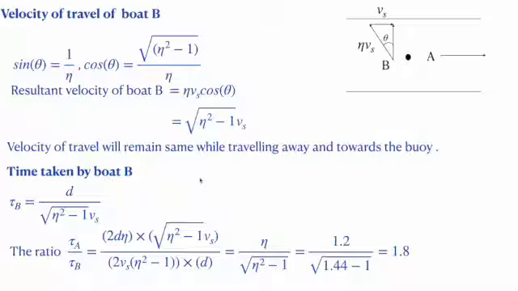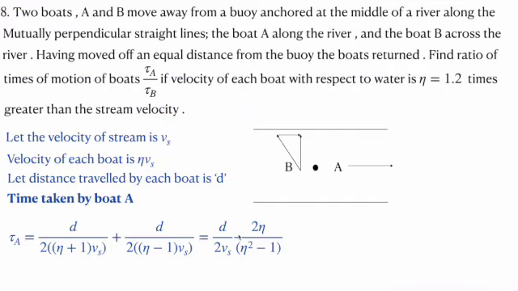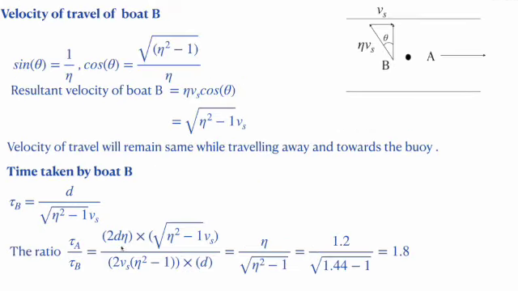The velocity of travel will remain the same while traveling away from and towards the buoy. Time taken by boat B, τB, will be equal to d upon square root of (η square minus 1) Vs. Now let's calculate the ratio which is required in the question. τA upon τB will be equal to, taking the τA value from here, d by 2Vs multiplied by 2η divided by (η square minus 1), and τB is d divided by square root of (η square minus 1) multiplied by Vs.